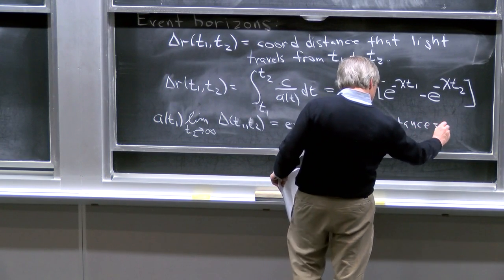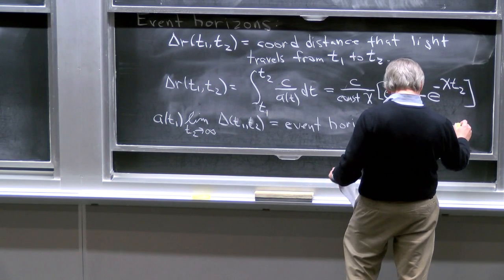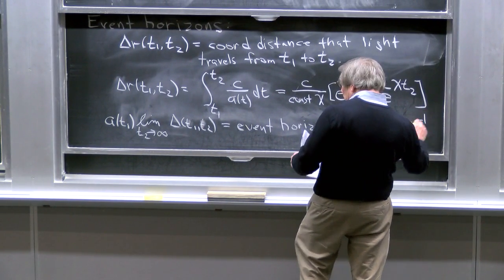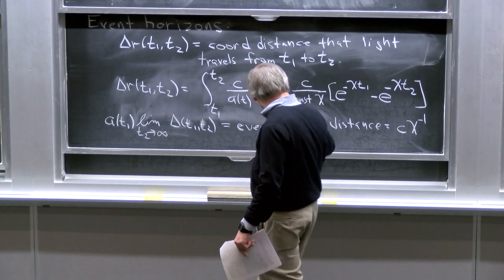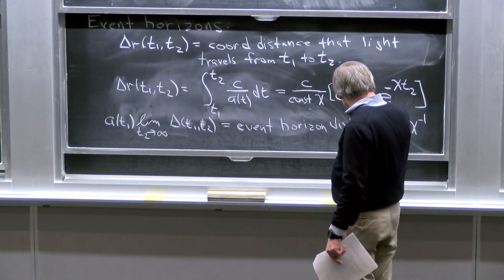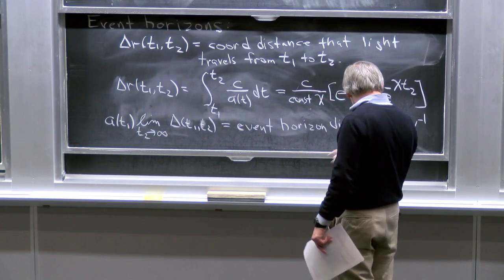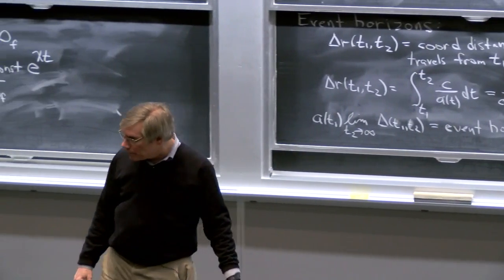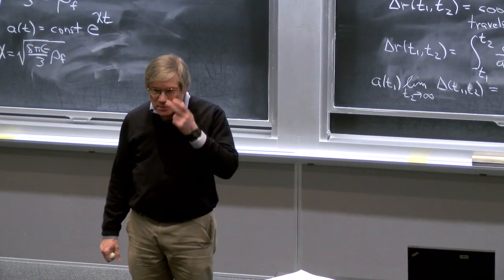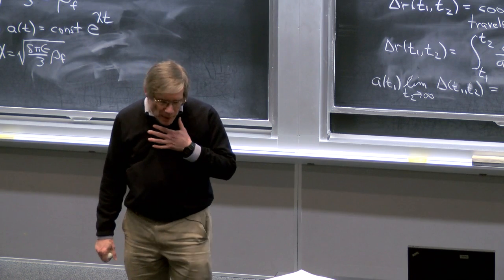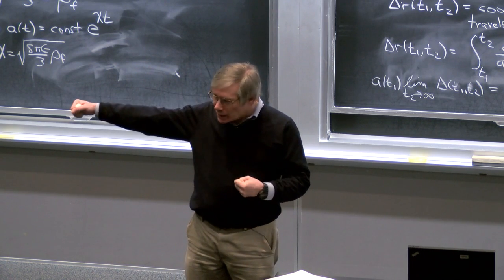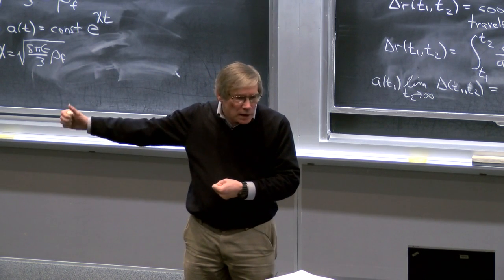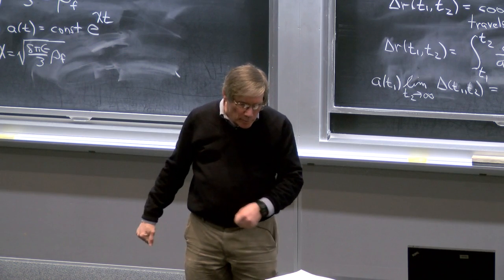physical distance. And it's just equal to c times chi inverse. When you multiply by a of t1, you cancel the constant in the denominator, and you cancel the e to the minus chi t1. And you're just left with c times chi inverse, which is just the Hubble length. It's the inverse Hubble constant times the speed of light. So anything that's further away than one Hubble length from us now, if that object emits a light ray, we will never receive it.